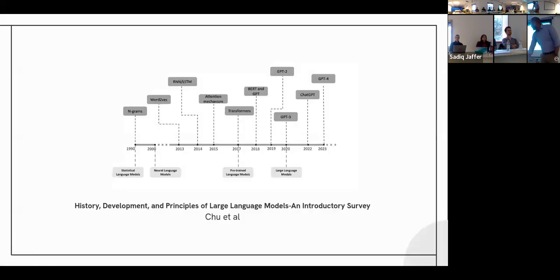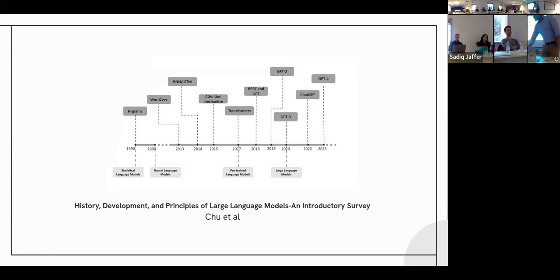So this is a very rough chart that comes from the history, development, and principles of large language models from Chua et al. And it covers N-gram and Word2Vec, and just the kind of progression we've seen over the last few years of these kinds of models.